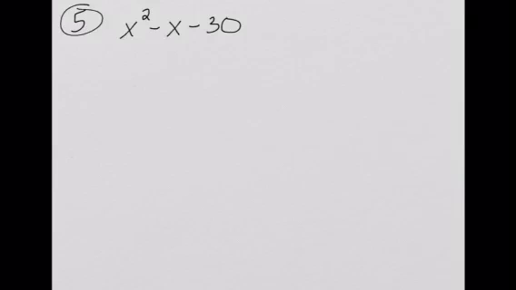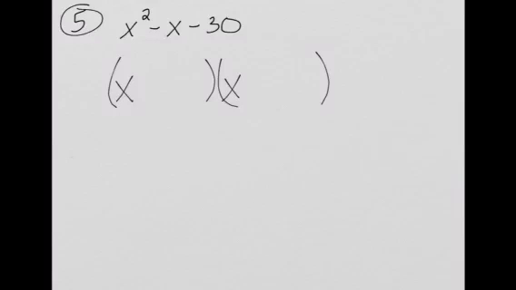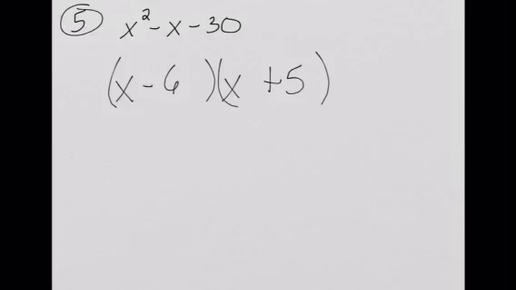Alright, number 5, trinomial. It's kind of a version of Chuck Norris, but we really don't even have to go that far with it because we don't have a coefficient in front of the x squared term. So we know we've got our 2 binomials, and this is x and this is x, and we're looking for 2 numbers that multiply to give me that negative 30, but then add to give me that negative 1. If you think about your factors of 30, you will see that negative 6 and a positive 5 would do the trick. And so that's the factored form for number 5.